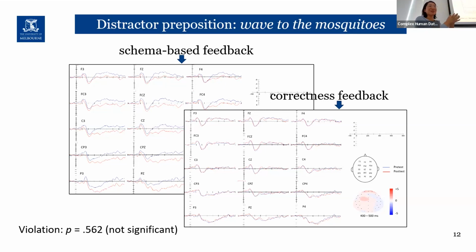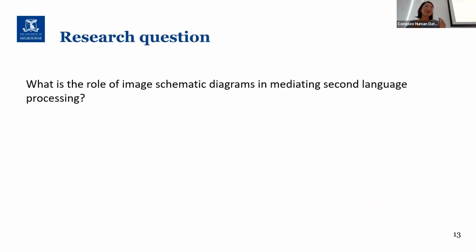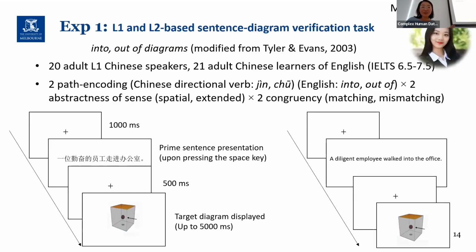Typically, we first look at second language processing and then try to apply it in instruction. In this case, my approach was the reverse. Now this is the main focus of my talk today: what is the role of the image schematic diagram in mediating second language processing? That's the general question. And I'll talk about two empirical studies based on the work of my wonderful PhD student, Menghan Wang, who has been doing a lot of work on this topic.